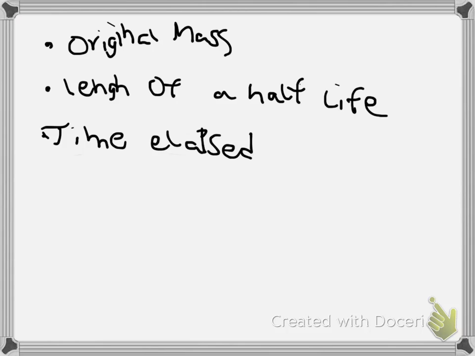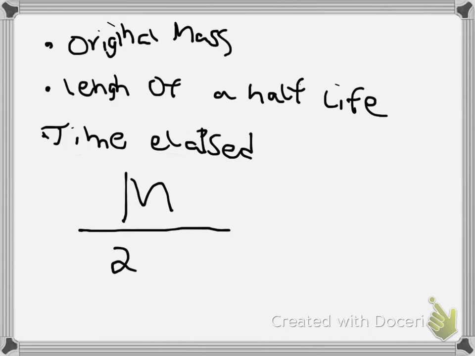Now, that seems easy enough, but there's an easier way to do it. There's an equation we can use. So, to do this, you need to know 3 things: the original mass, the length of the half-life, and the time elapsed. So, what we've been doing is we have the mass, and we divide the mass by 2. But we don't divide the mass by 2 once. We divide the mass by 2 a certain number of times. To be exact, we divide the mass by 2 a number of times equal to the amount of half-lives.